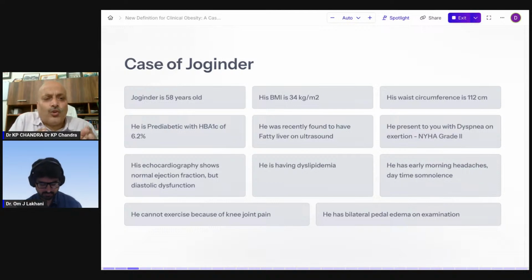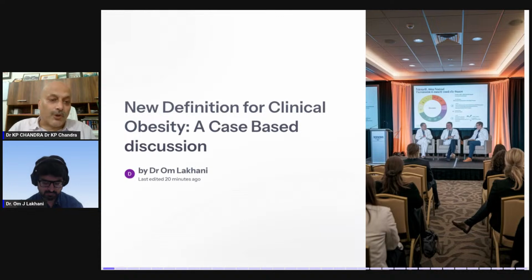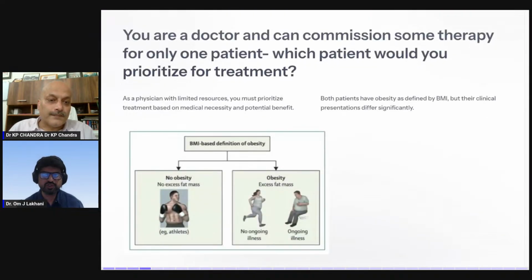So what I could see is that obesity as such has caused multiple organ dysfunction or organ compromise in Joginder, whereas in the lady we could see that she didn't have any compromise. So if I had to prioritize therapy, probably Joginder is the person who really needs management of obesity on priority, so that all those pathophysiological involvements of different organs could be addressed appropriately. Yes, absolutely, sir. So this is exactly the point.